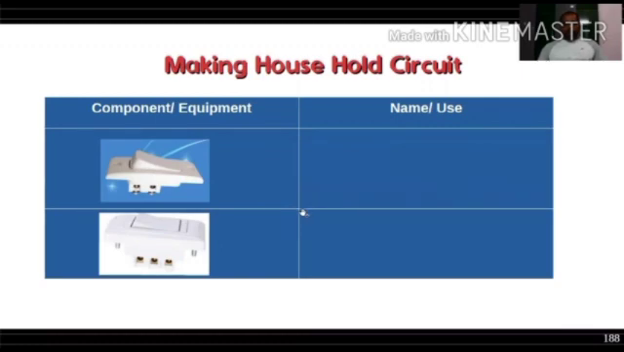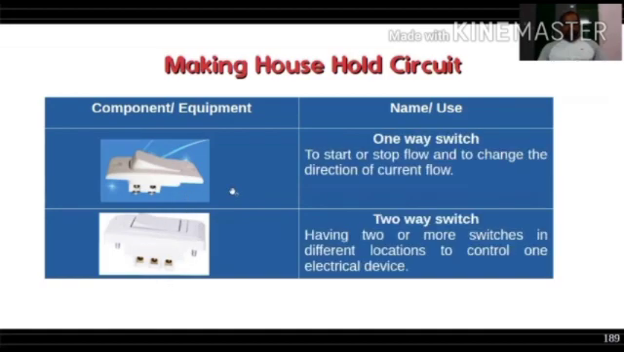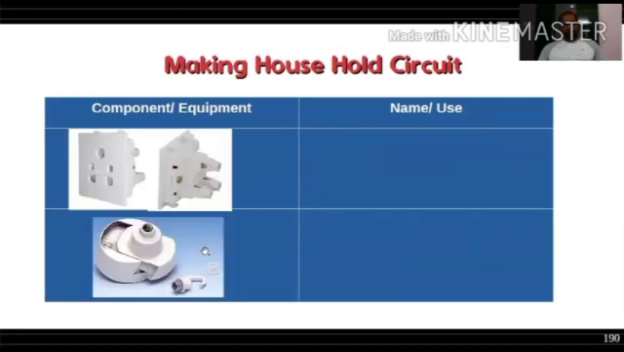So let's identify each and familiarize the use of each electric component. The first one given here is a one-way switch, and the second one is a two-way switch. This one-way switch is used to start or stop the flow of current and also to change the direction of the current flow. Two-way switches are used to control one electrical device. Normally we'll use two or more switches in different locations.